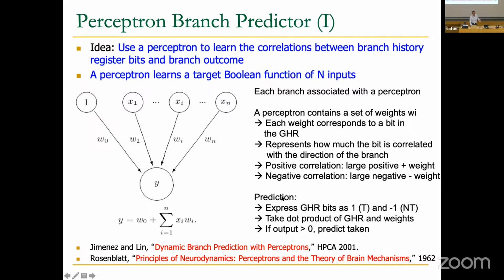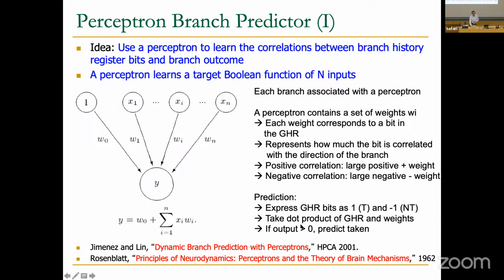Okay, so what is prediction? Basically, how do you do the prediction? You express the global history register bits as 1 and -1, corresponding to taken and not taken. And then you take the dot product of the global history register and the weights. Remember, global history registers encode as ones and zeros, 1 meaning taken, 0 meaning not taken, which is what we discussed. And the weights are encoded with some value, so it's larger than 1 and 0.